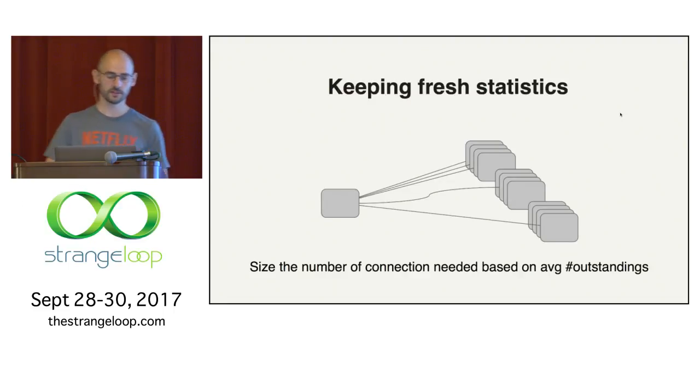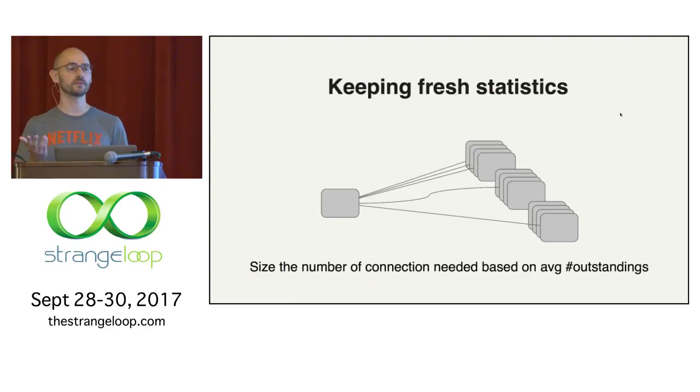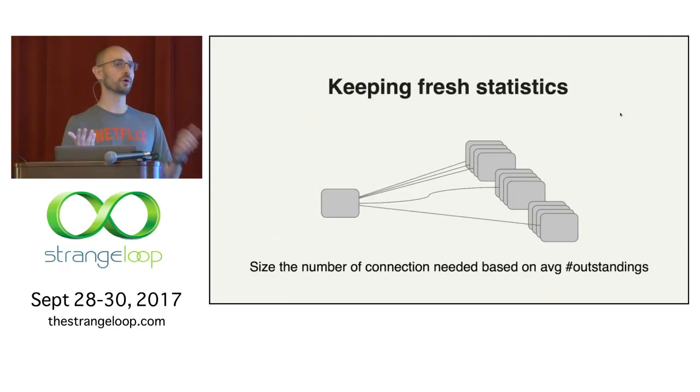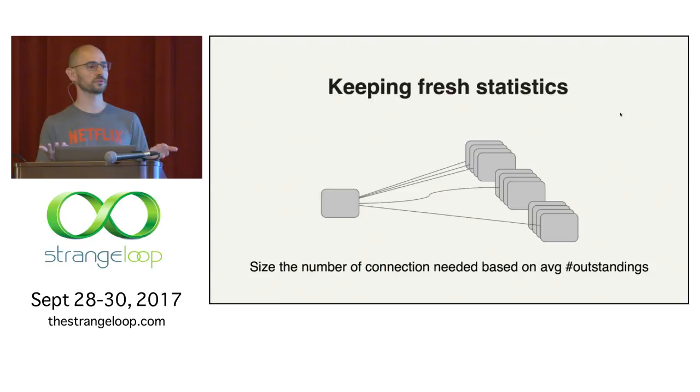The way we do that is by sizing the number of connections based on the number of outstanding requests. So you have 10,000 servers, but if your average latency is 10 milliseconds, it means you could do 100 RPS. So to do 1,000 RPS, you just need 10 servers. You don't need 10,000 servers. So if every client is sub-selecting 10 servers in this big pool, everybody should be happy, and you should have fresh statistics.